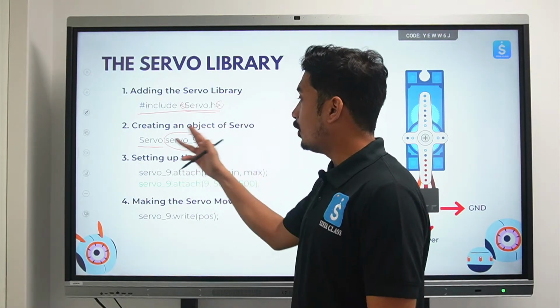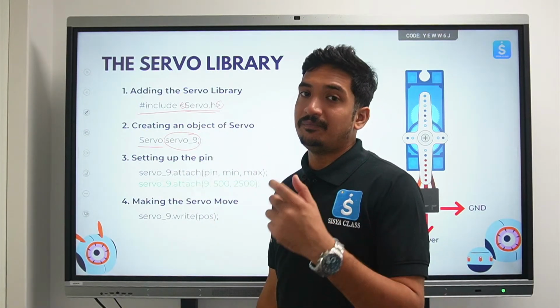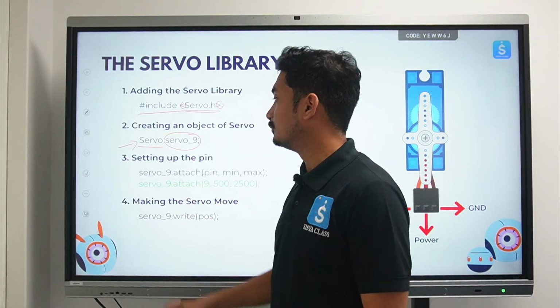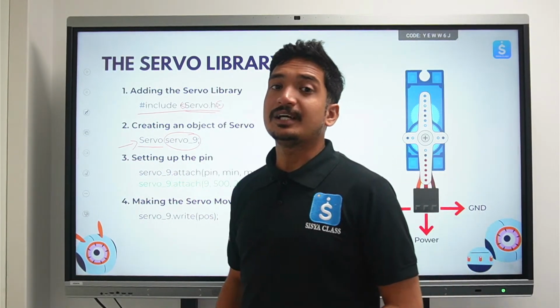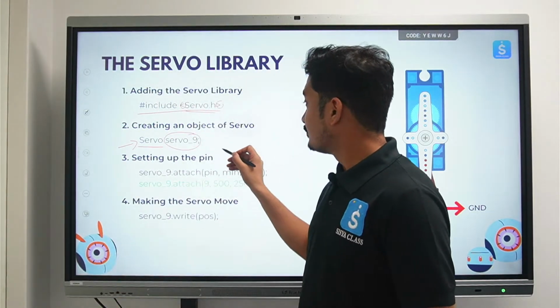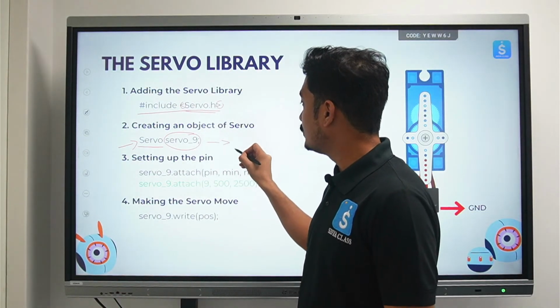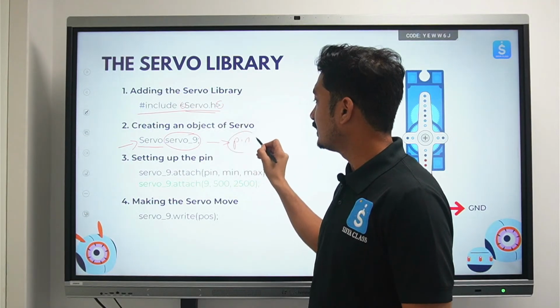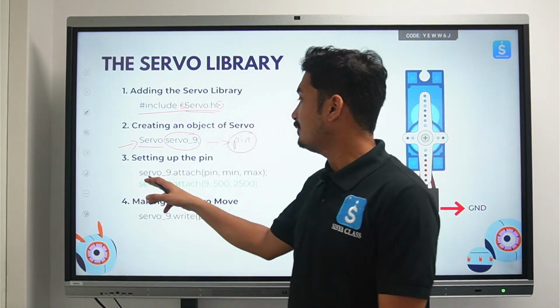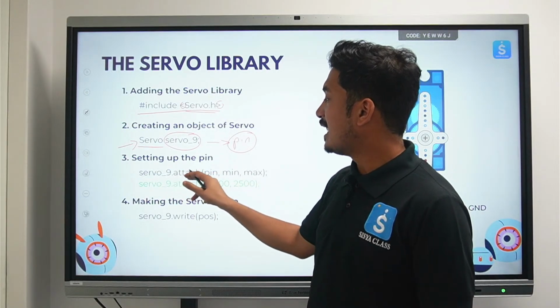So this is the third thing. We'll be creating the object so that we can access the variables or the functions of the class which is there inside servo. Then the next thing is that we need to set up the pin. We need to tell to which pin number this object is connected, right? To which pin number will it communicate? So for that we'll have a function which is called attach.